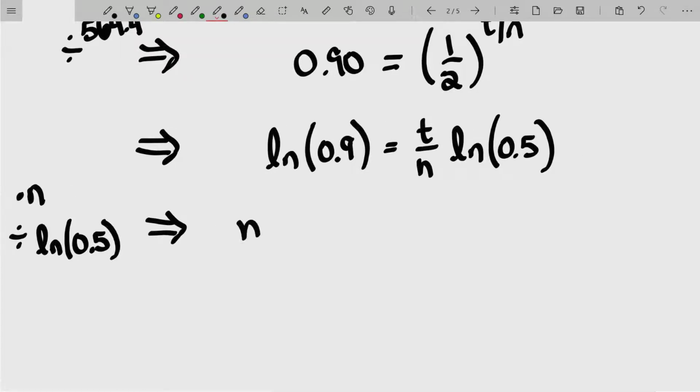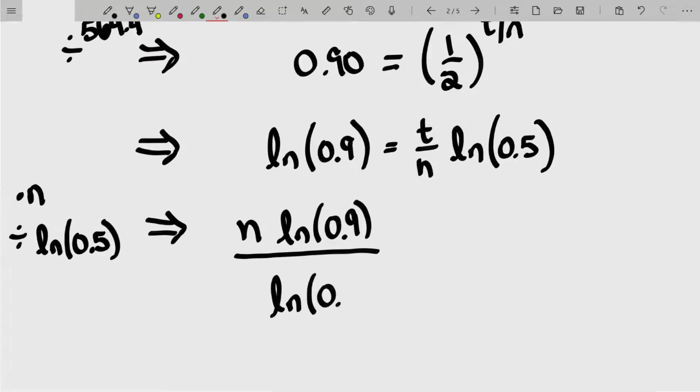So I'll have n times the natural log of 0.9 divided by the natural log of 0.5, and that should be the amount of time it takes for 10% of the caffeine in this person's system to decay, or in other words, that they still have 90% of that caffeine in their body. So I told you I would show you how to use Desmos to save that value of n because we need to use it. So let's go over to Desmos very quickly.